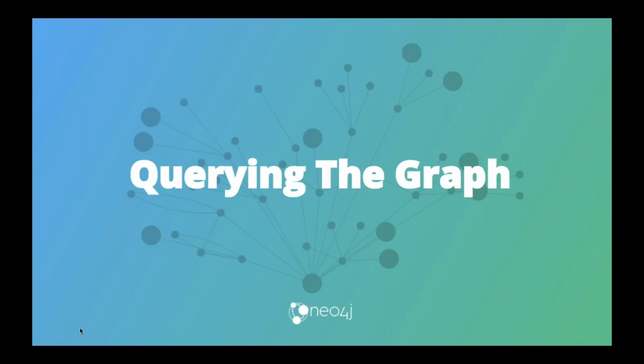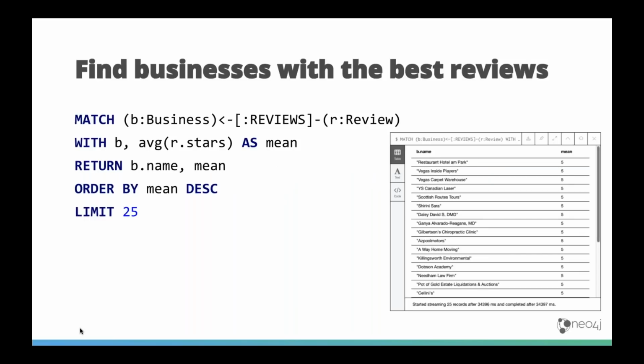Here's an example of finding businesses with the best reviews. You can see there are some businesses that have been reviewed 5 by everyone. So probably we want to limit this to only show businesses that had been reviewed more than 5 times, perhaps, or some higher number. Either that, or these businesses are just amazing and everybody loves them.